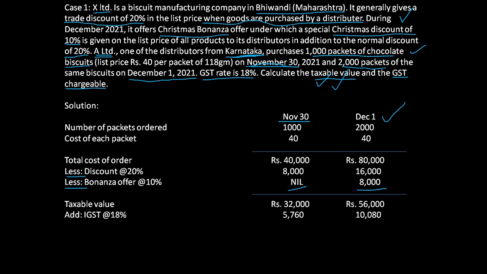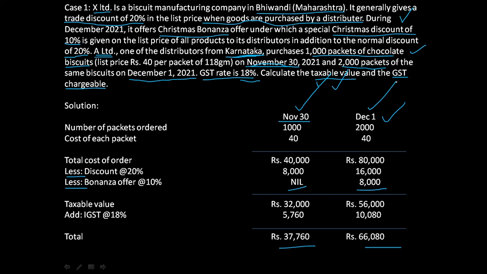At what rate? 18%. Okay, 18% of 32,000 comes to 5760, and 56,000 at 18% comes to how much? 10,080. So when we do an addition, the total amount that comes is on November 30th 37,760, and on December 1st 66,080. Okay, let us go to the next case.